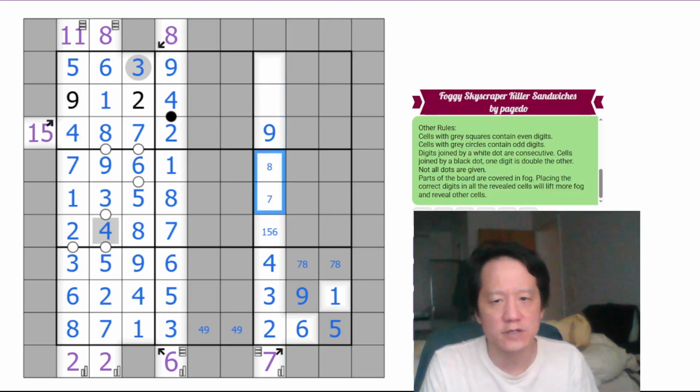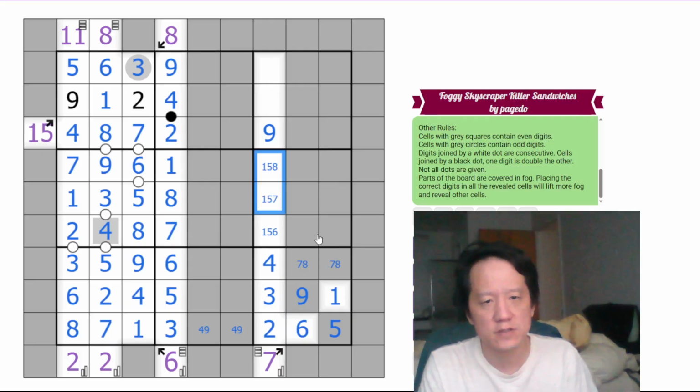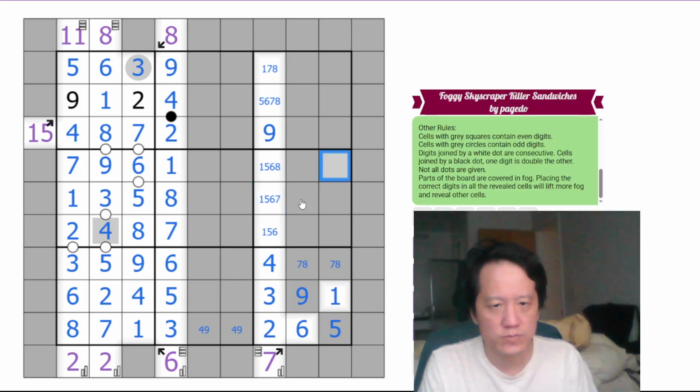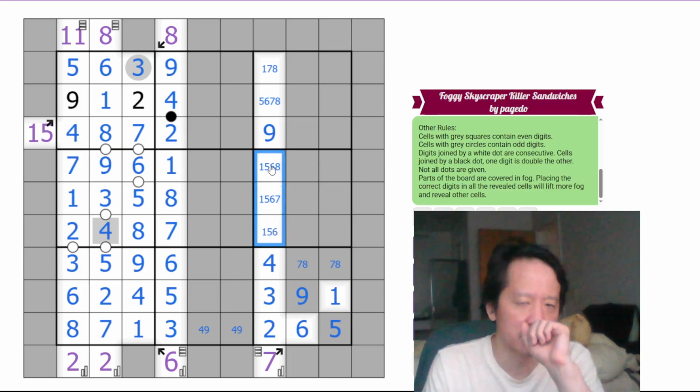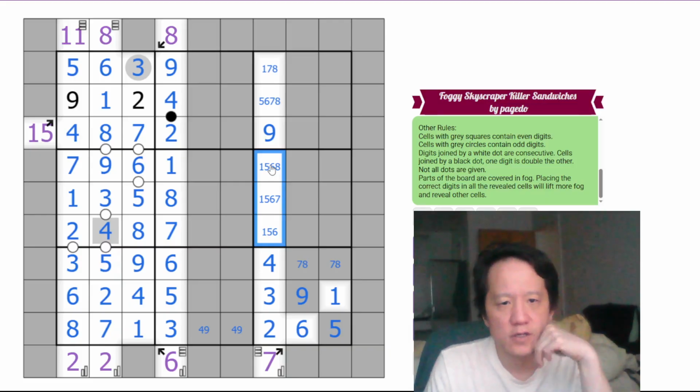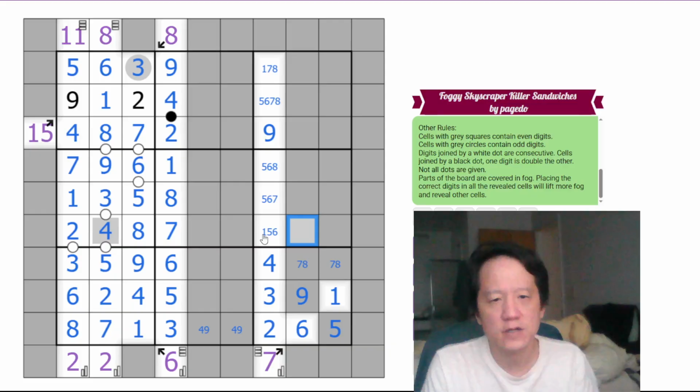Remaining digits here could be 1, 5, 6, and 8. 1, 5, 6, 7, 8 here. This can't be 5 or 6. This can't be 1. It must see 3 skyscrapers here, and none of these can be 1. This can't be 1 because it couldn't see that.